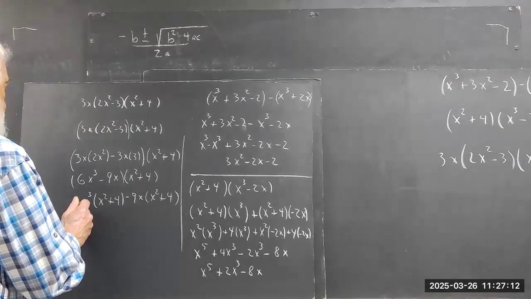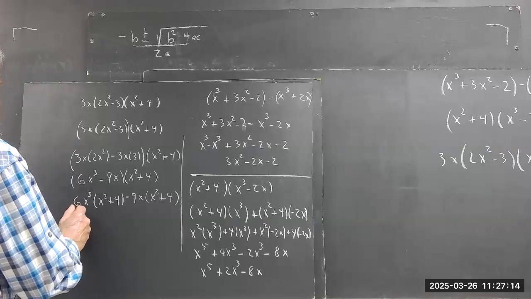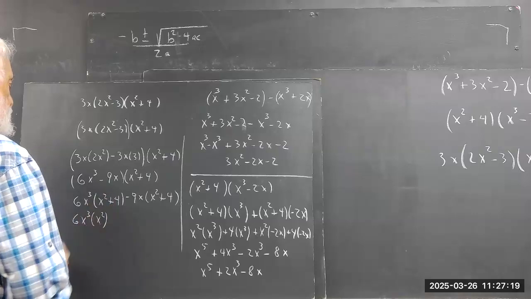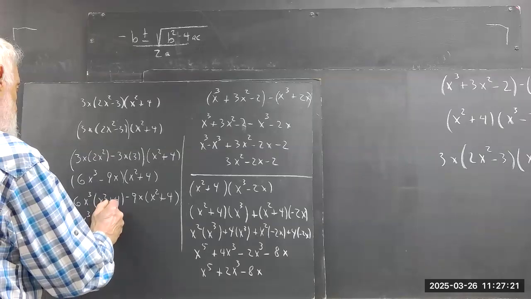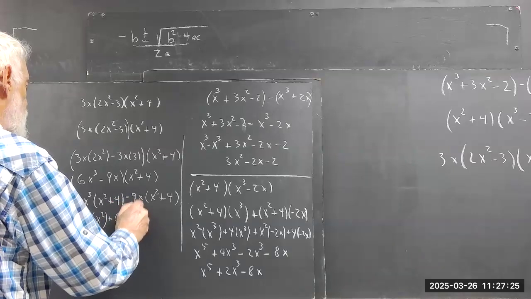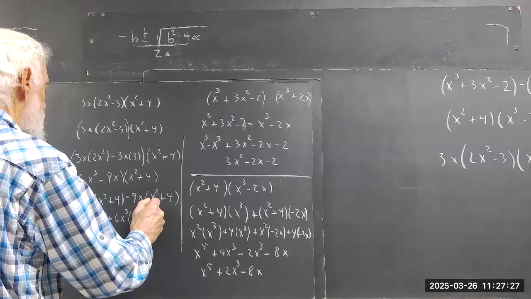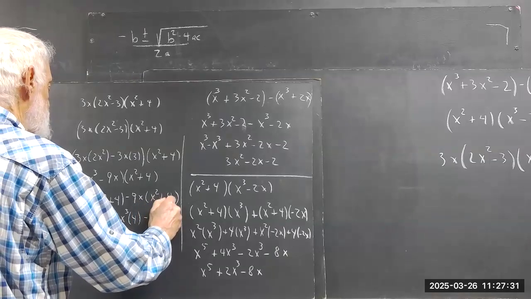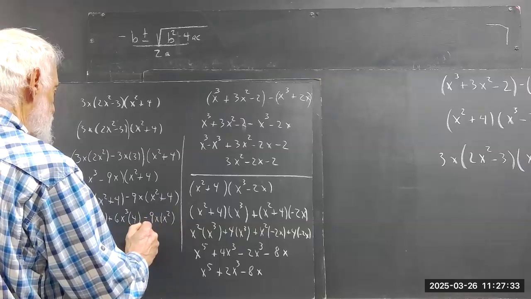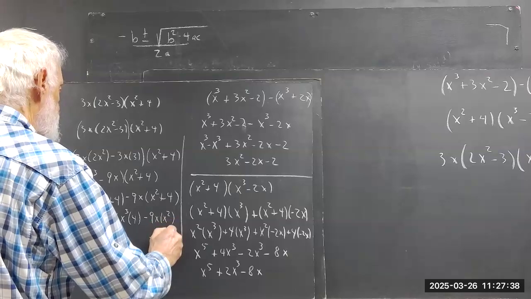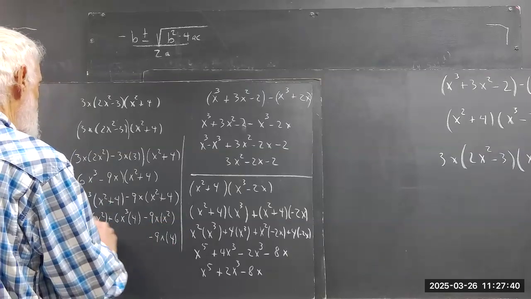So that gives us 6x cubed times x squared plus 6x cubed times 4 minus 9x times x squared, and I'm out of room, and then it's going to be minus 9x times 4.